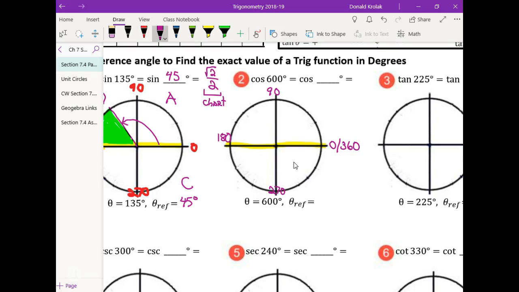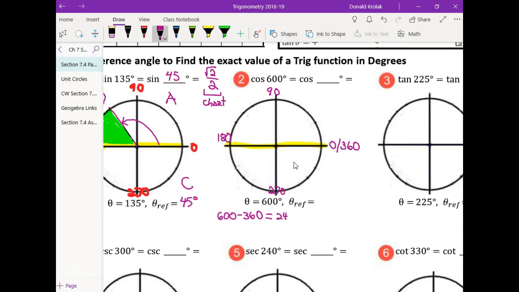Okay, Sierra, how do we take 600 and get it into an angle that is between 0 and 360? Right. So I'm going to take 600 and I'm going to keep subtracting 360 until I get an angle that's between 0 and 360. All right, so this would equal 240.